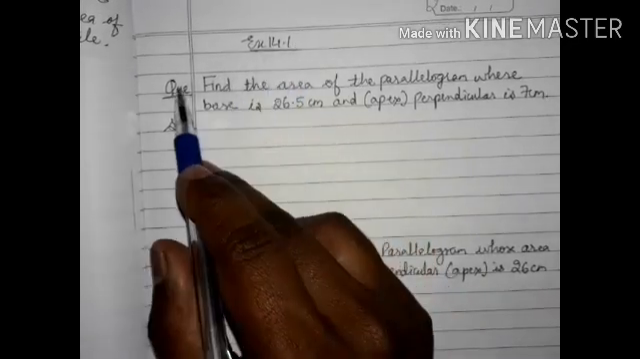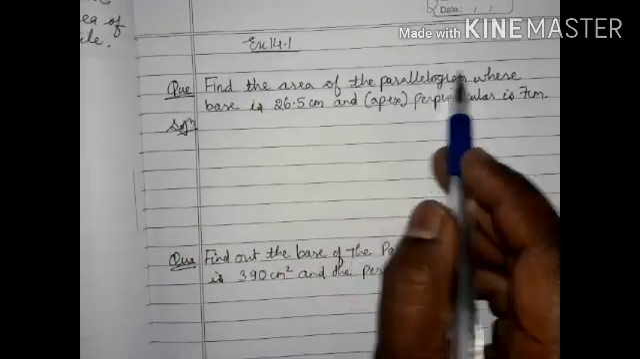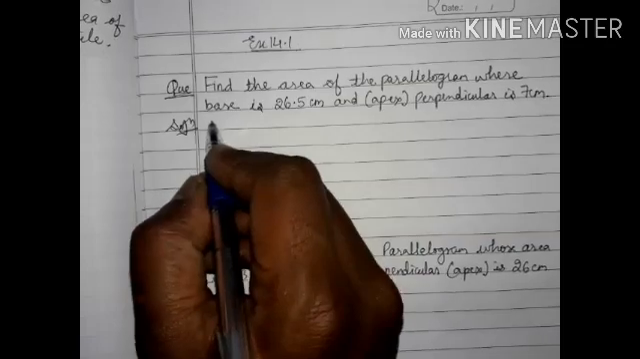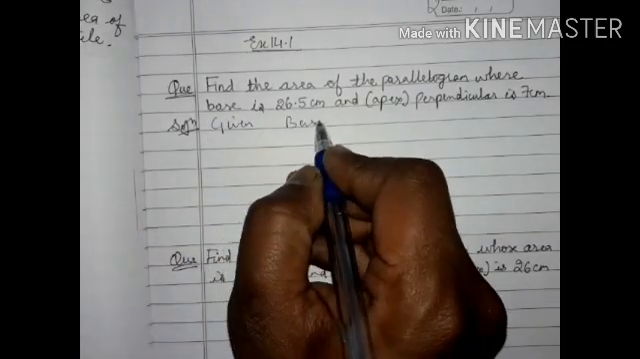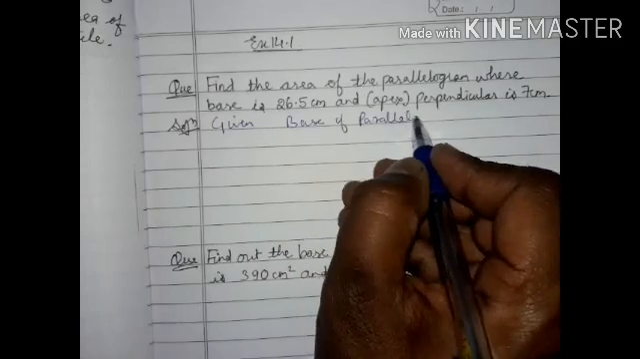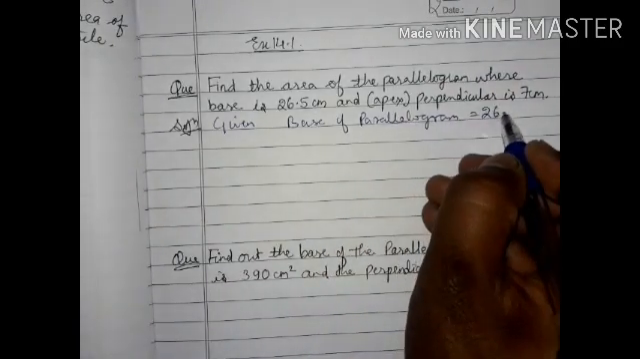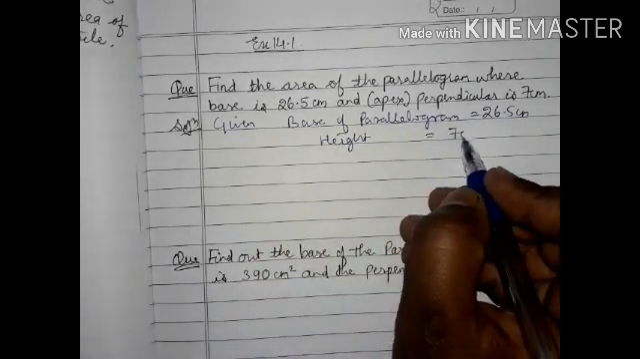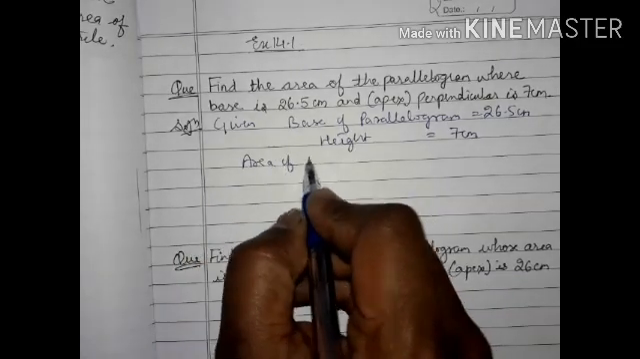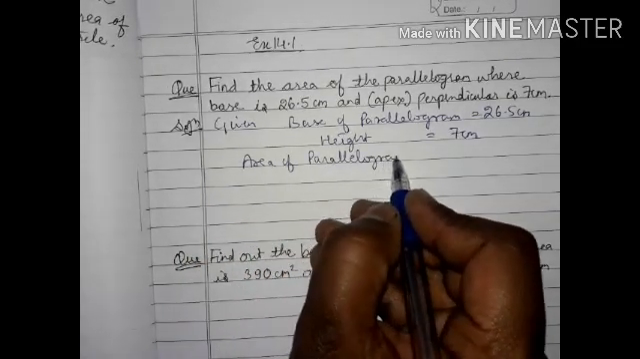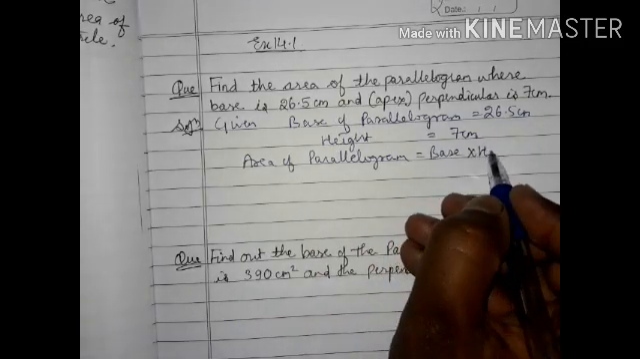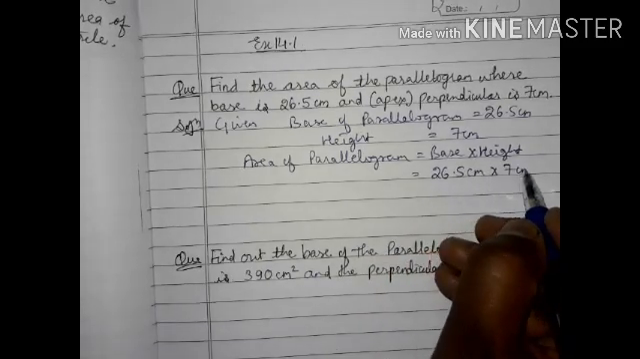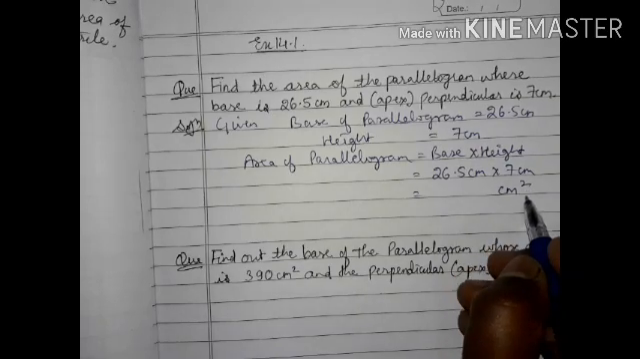Now exercise 14.1 question. Find the area of a parallelogram where base is 26.5 cm and perpendicular height is 7 cm. So given, base of parallelogram is equal to 26.5 cm and height, meaning perpendicular, is equal to 7 cm. So area of parallelogram is equal to base into height. So put the value: 26.5 cm multiplied by 7 cm. So here the answer will come in centimeter square.